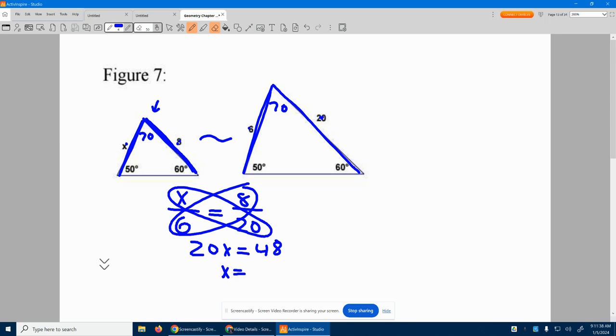Divide by 20. That's going to be 2 with 8 left over, so 8/20ths, which, if you divide, is going to give you 2.40, 2.4. So I know this X has a height of 2.4. Let's do the next one.